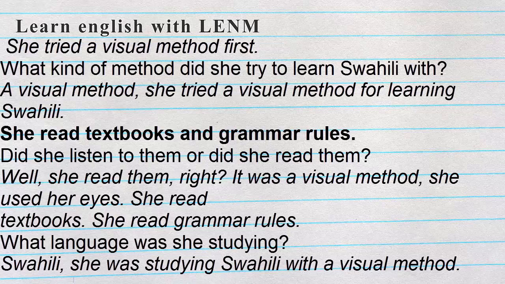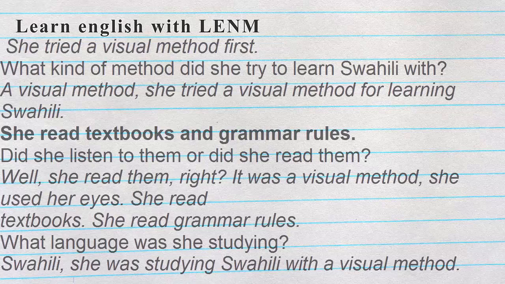What kind of method did she try to learn Swahili with? A visual method. She tried a visual method for learning Swahili. She read textbooks and grammar rules. Did she listen to them or did she read them? Well, she read them, right? It was a visual method. She used her eyes. She read textbooks. She read grammar rules. What language was she studying? Swahili. She was studying Swahili with a visual method.